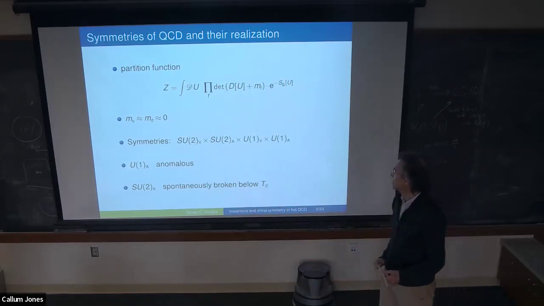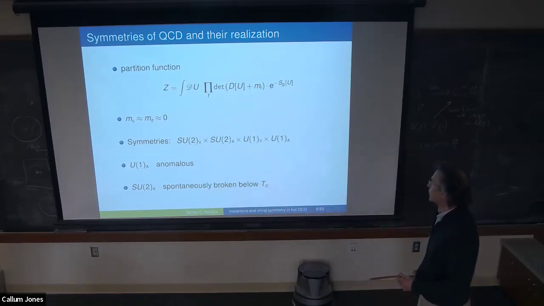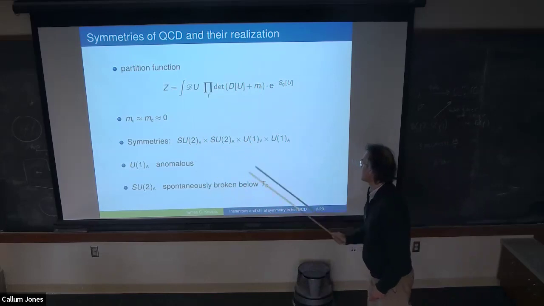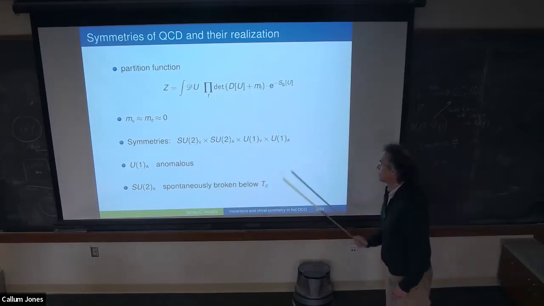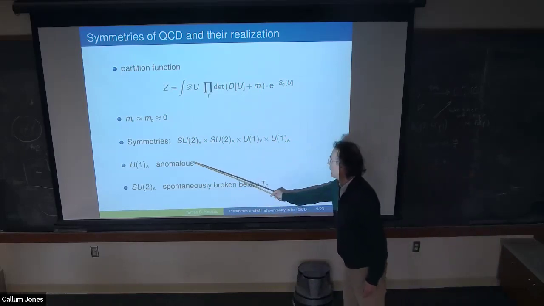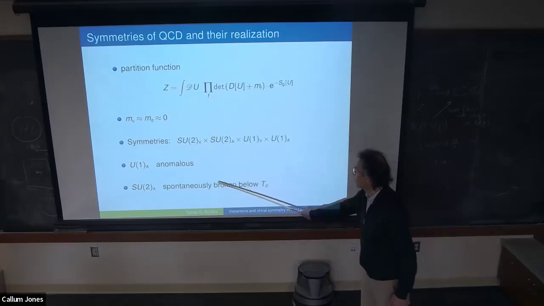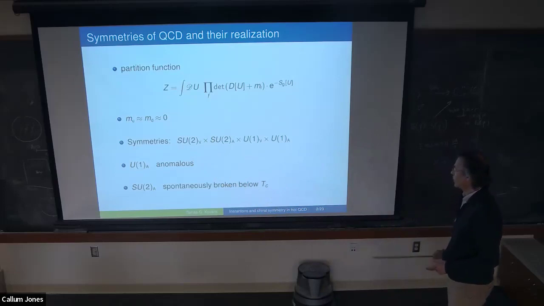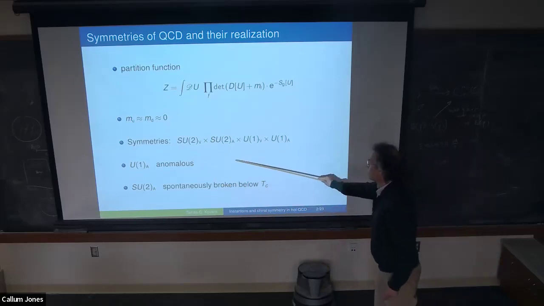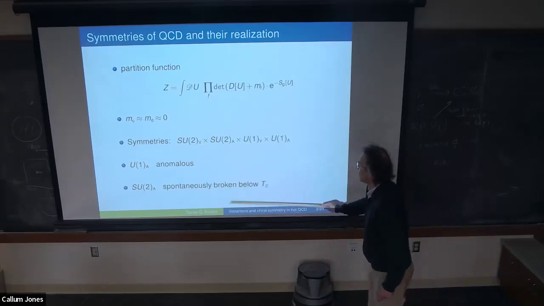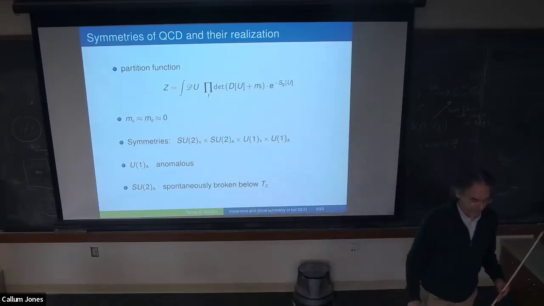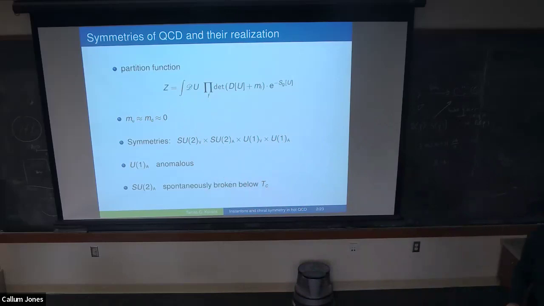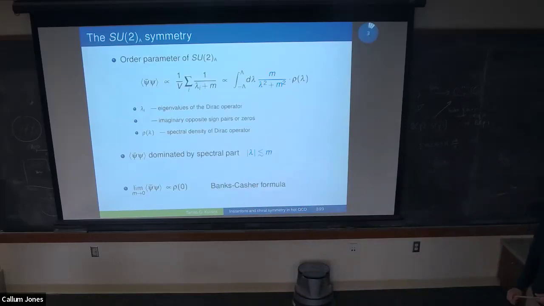Now we of course know that the U and the D quarks are almost massless. So for this reason, QCD has a large symmetry group, which is SU2 vector times SU2 axial times U1 vector times U1 axial. And the two interesting parts of this symmetry that I will be talking about is the U1A that is anomalous and also the SU2A that is spontaneously broken below the critical temperature. So these are approximate symmetries. They would be exact symmetries if the quark masses were exactly zero. But compared to the QCD scale, the quark masses are very small. So it's a good approximation to talk about these symmetries.